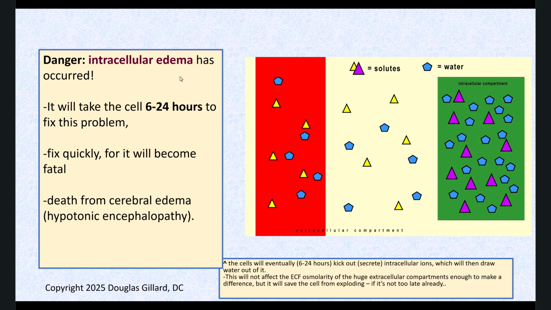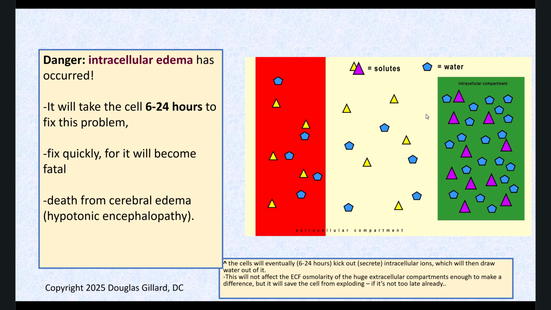Well, that's what we're going to talk about next. I think we just talked about this already. Danger: intracellular edema has occurred. This is kind of a fun fact slide about the cells of the body when this happens. They will actually start dumping out intracellular ions slowly out of the cell to draw water out of the cell.